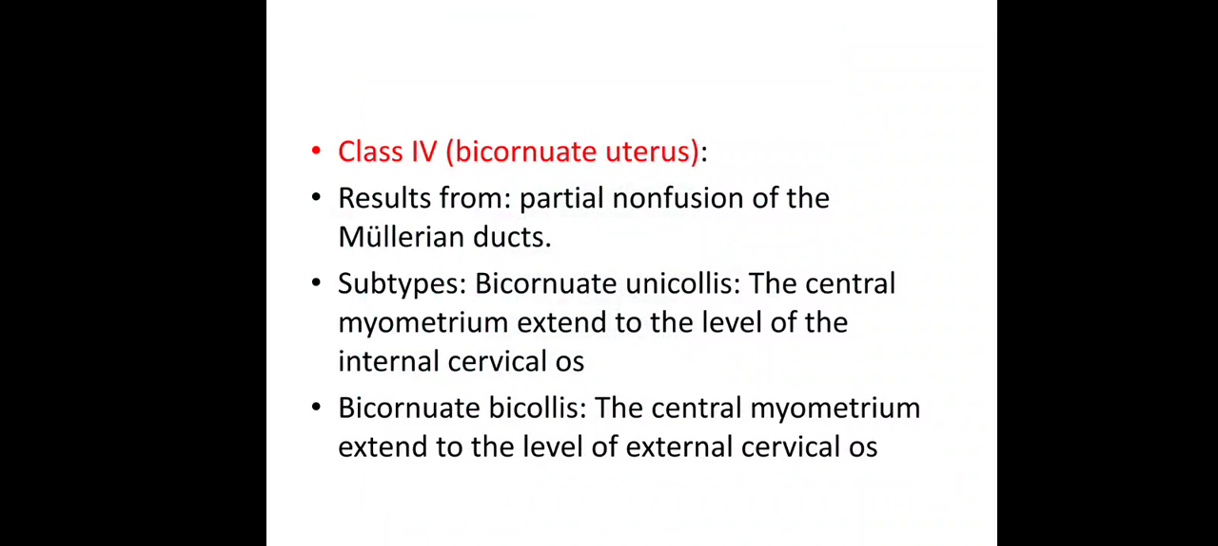Now we come to class 4. There is a bicornate uterus. We said everything is perfect. It is not as bad as a didelphys. It has started fusing, but the fusion is not complete. So partial non-fusion. It can be bicornate unicollis or bicornate bicollis.